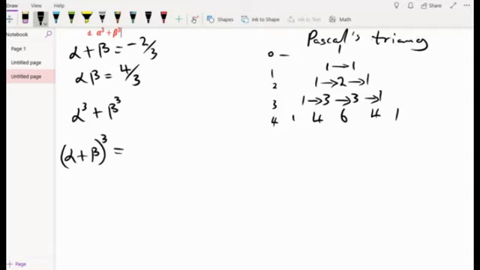So this is raised power 3. That means we are picking this line. Each of the numbers represents the coefficients. So that means the first one is going to be 1 alpha.